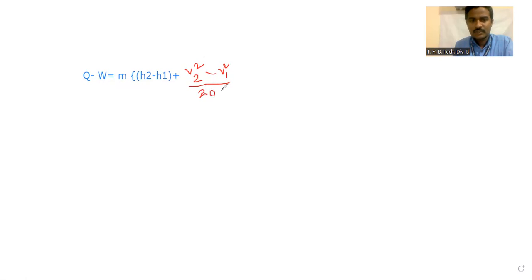So what about Z1 Z2? 0. So I will not write that term Z1 Z2. Directly you don't write that term. Only the change in enthalpy and change in kinetic energy will be written. So here is the mass flow rate m dot.